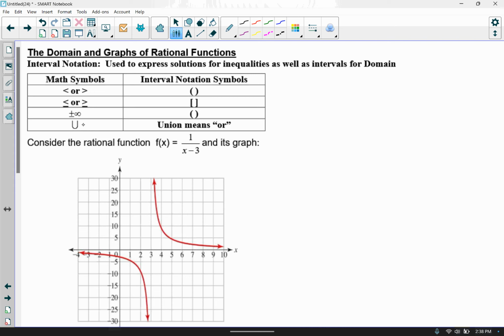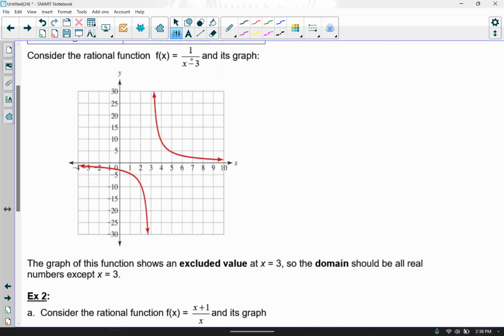So hopefully you can see in this graph, here's my rational function, f of x equals 1 over x minus 3. Here's the graph of it. Rational functions oftentimes have, not all of them, but oftentimes have a vertical asymptote. In this case, this particular graph has a vertical asymptote at x equals 3. Vertical asymptotes are lines that your graph approaches but never touches. I always like to say that my graph is going to hug those asymptotes.